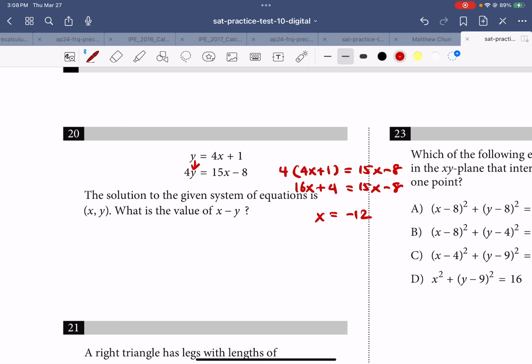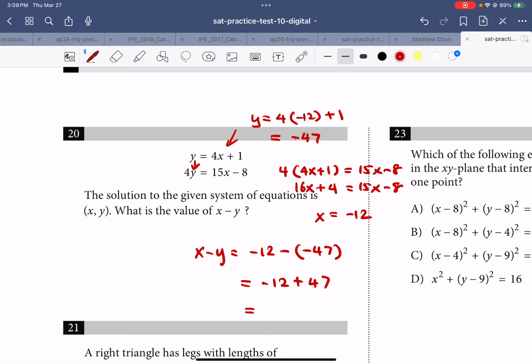Now you can substitute that one into here to get the y value. y is 4 times negative 12 plus 1, which is negative 47 then, right? So what is x minus y? x I found is negative 12, minus negative 47. So negative 12 plus 47. So the answer is 35. That's my final answer for number 20. Okay, so let's see the next one.